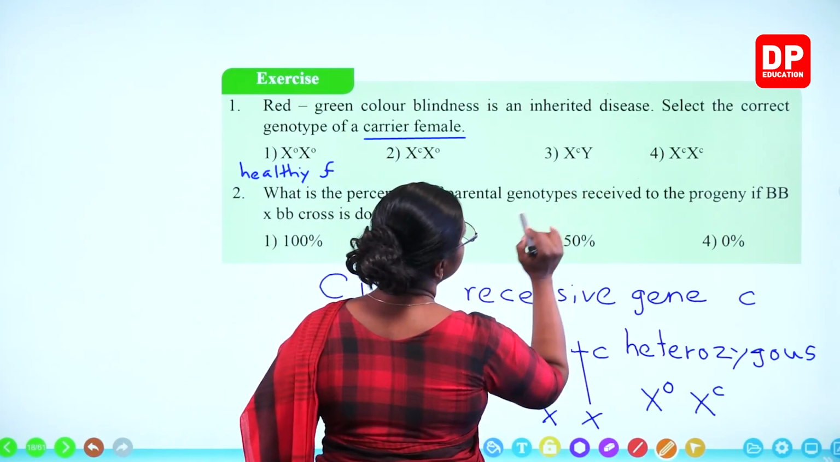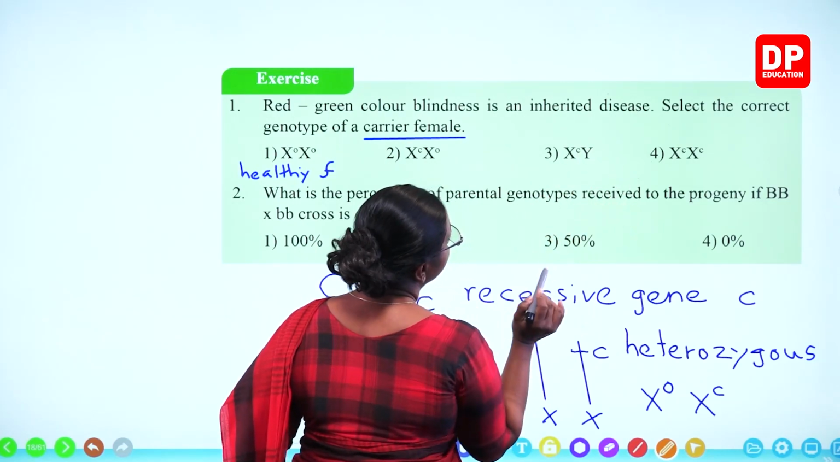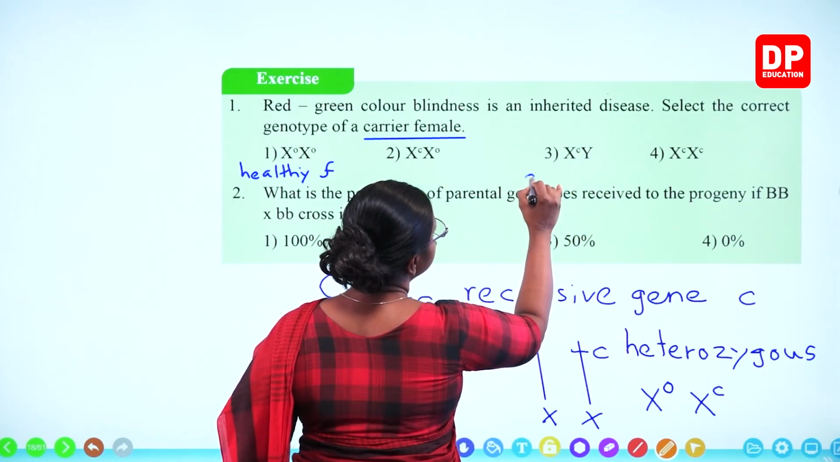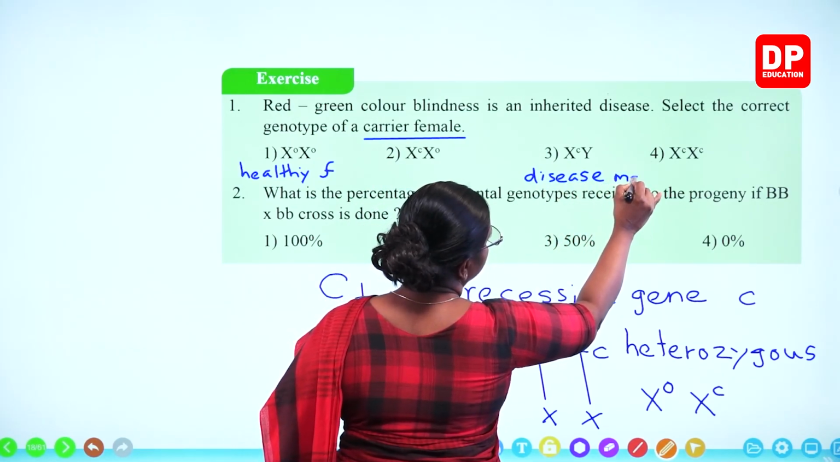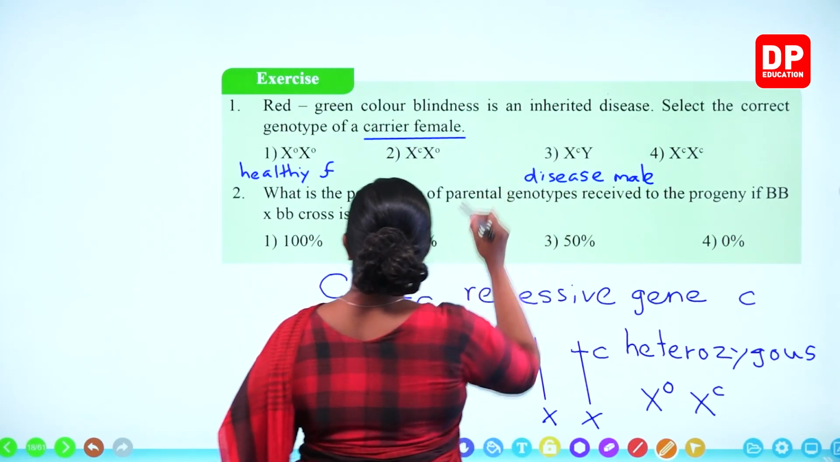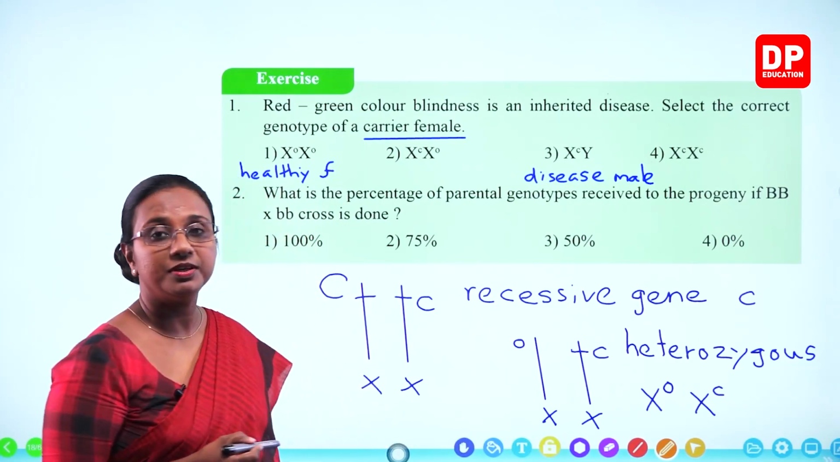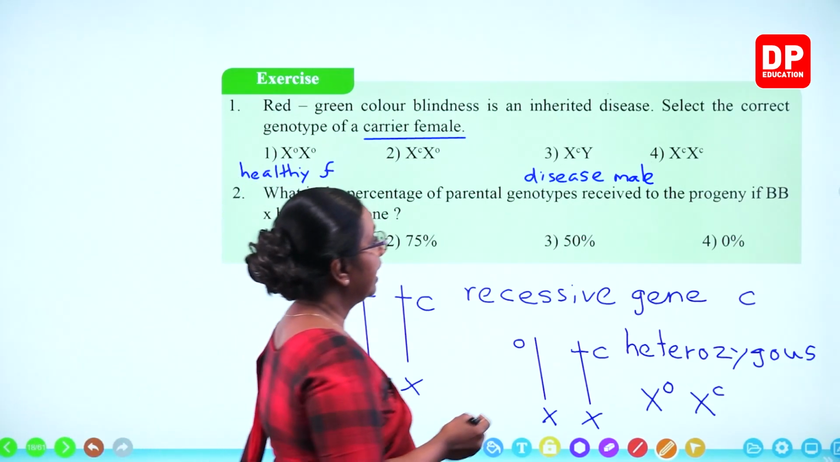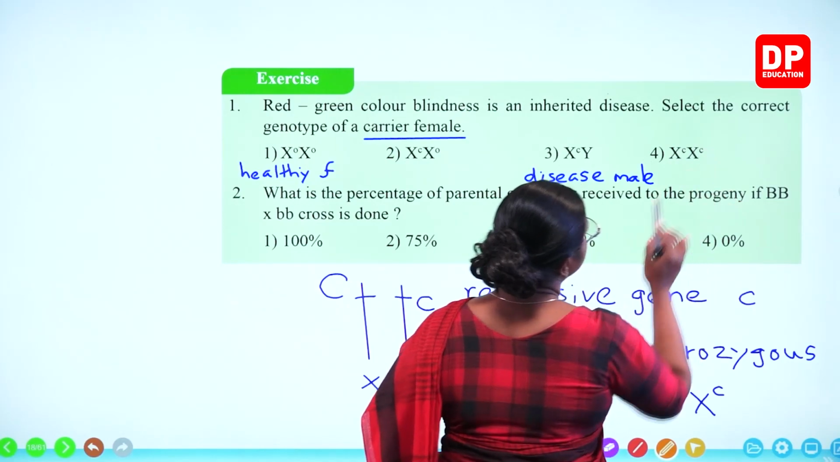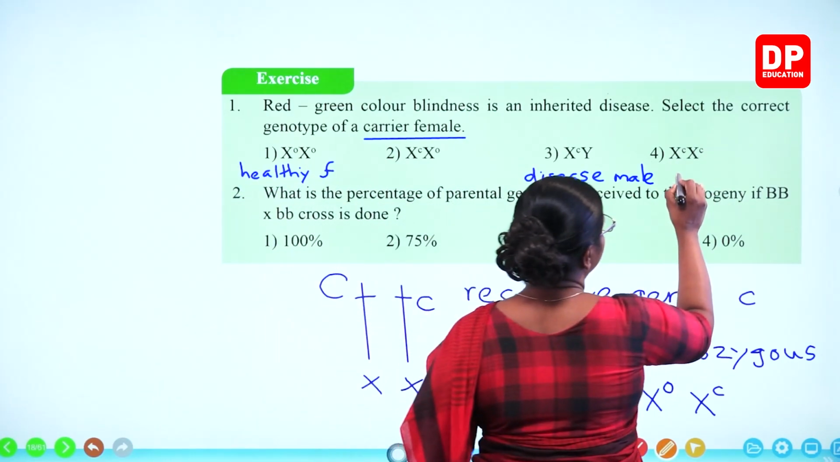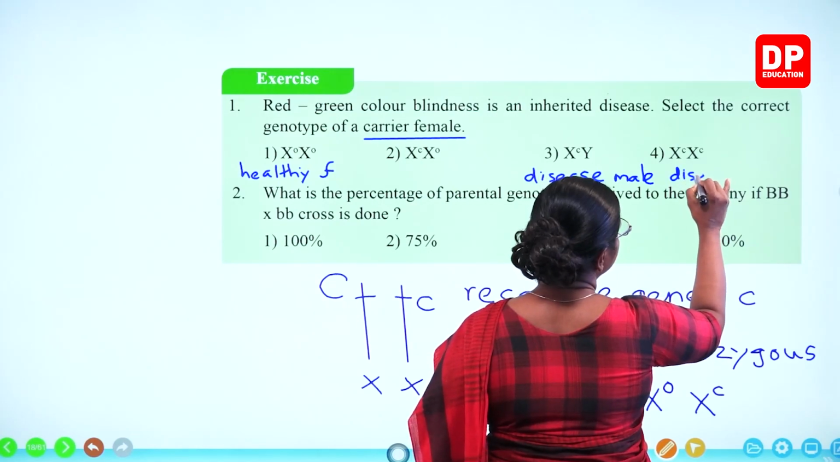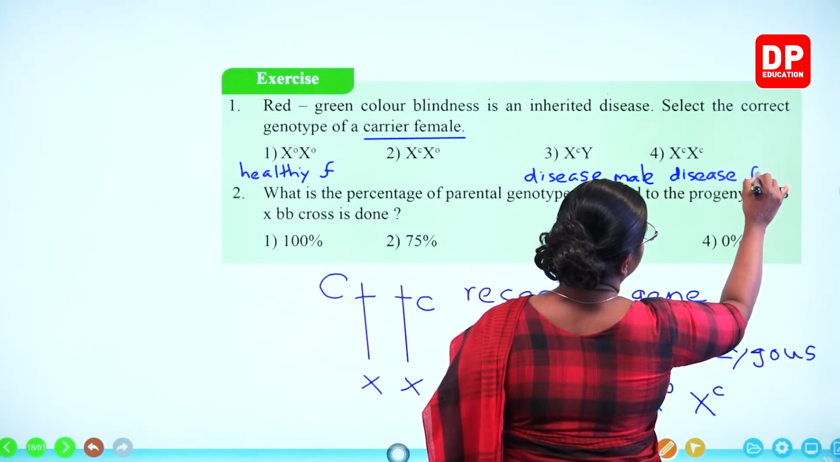Then if you look at this one, X simple C 1. This is a diseased male. Anyway, we are not looking at males because the question is to identify the genotype of a carrier female. And here we have simple C in both X. That means the female has the disease.